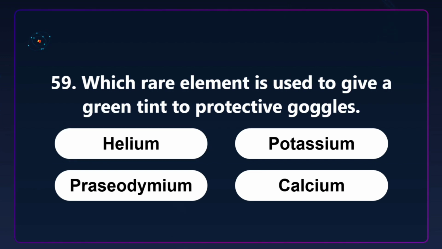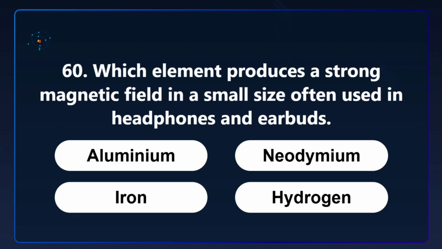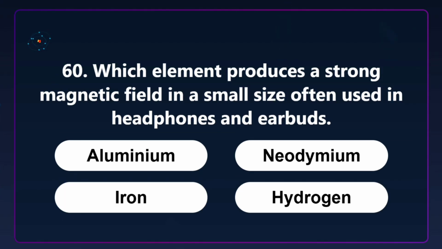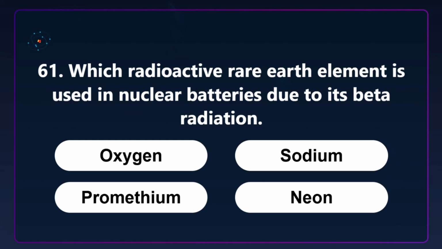Question 59. Which rare element is used to give a green tint to protective goggles? The answer is praseodymium. Question 60. Which element produces a strong magnetic field in a small size, often used in headphones and earbuds? The answer is neodymium. Question 61.